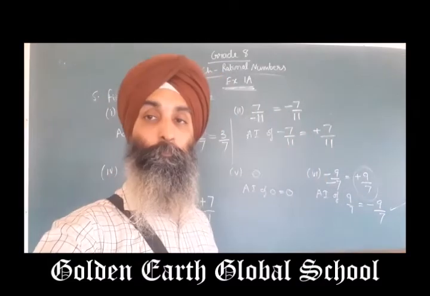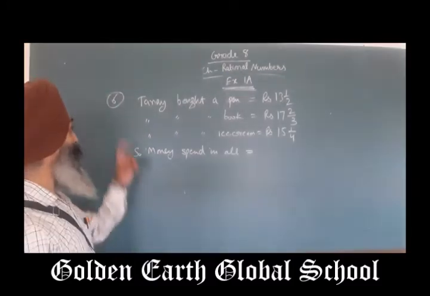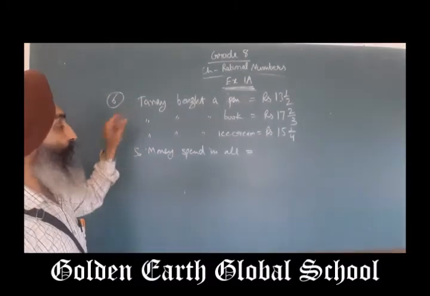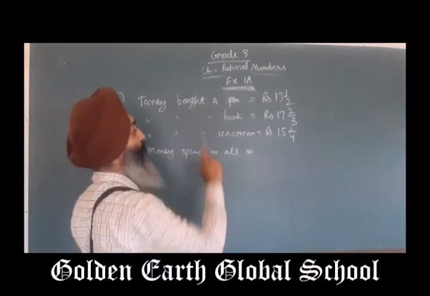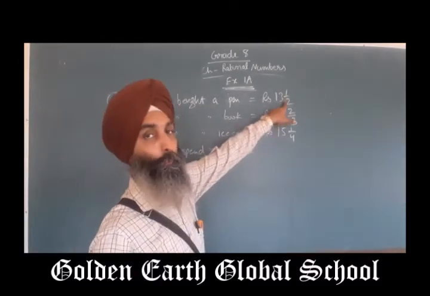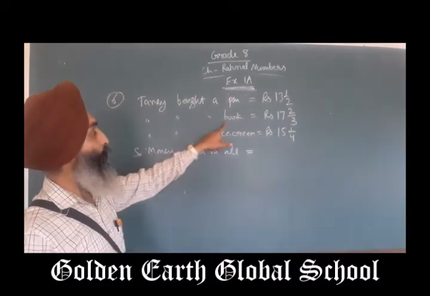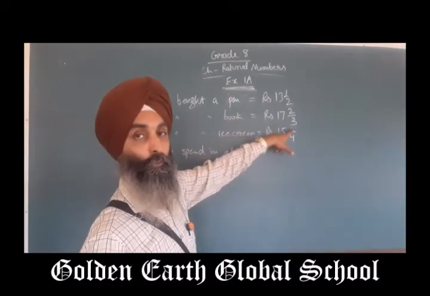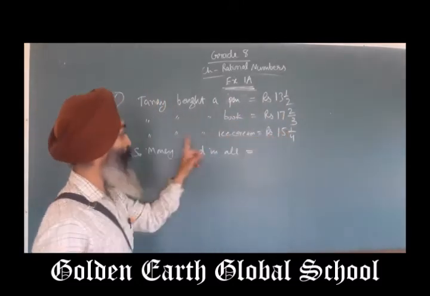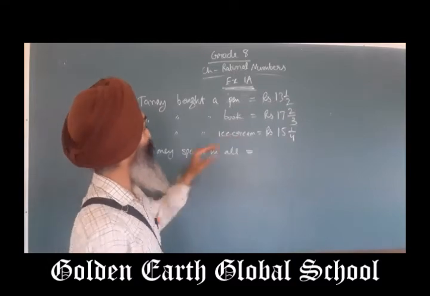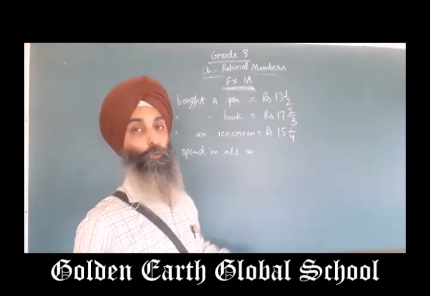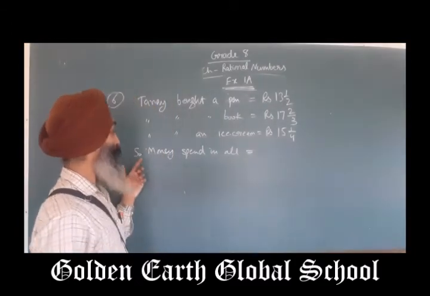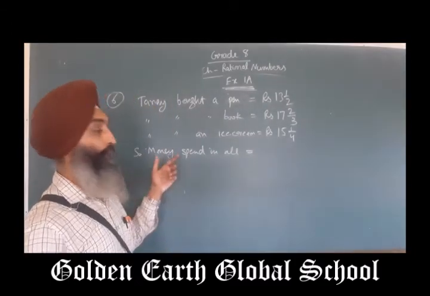So this is the answer of this question. Okay, let us discuss the next question, which is a statement question. Tane bought a pen for rupees 31 by 2, a book for rupees 72 by 3, and an ice cream for rupees 15 by 4.